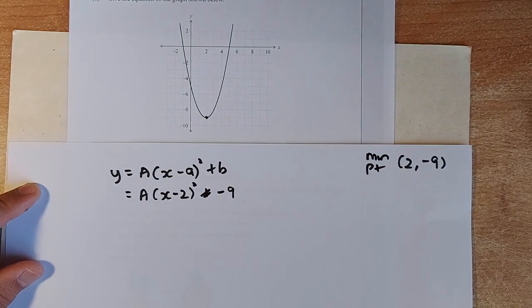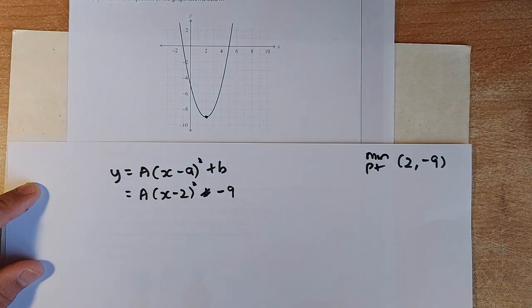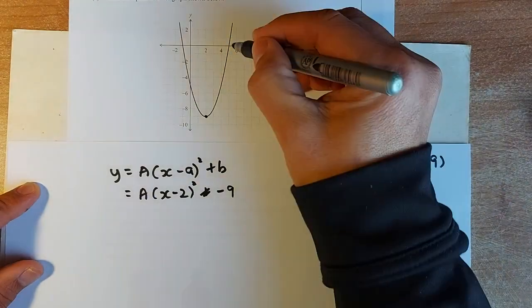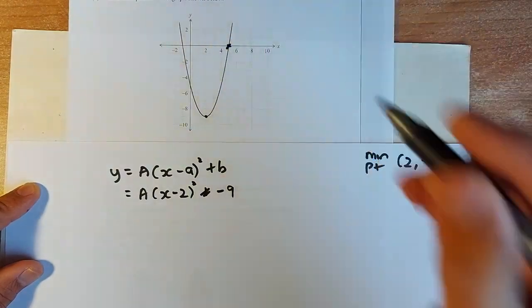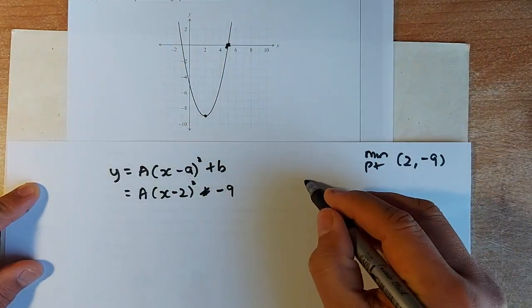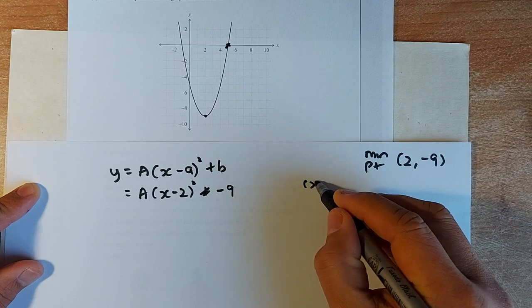Now, again, we have to find the value of a. To find the value of a, we need to find another point. We shall find this point here. That point is actually where x is 5.